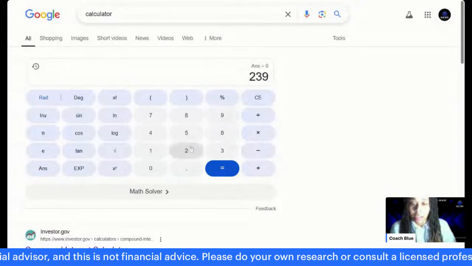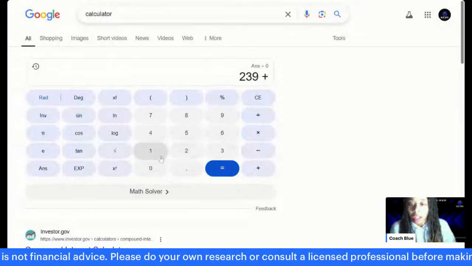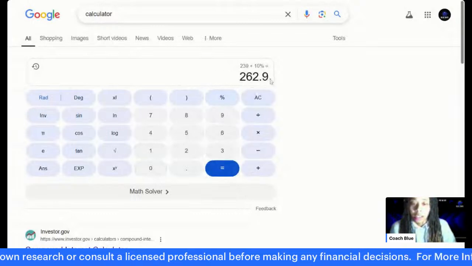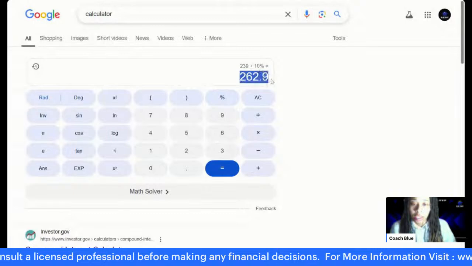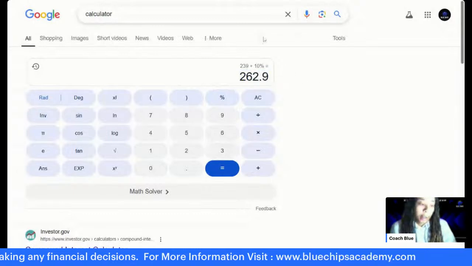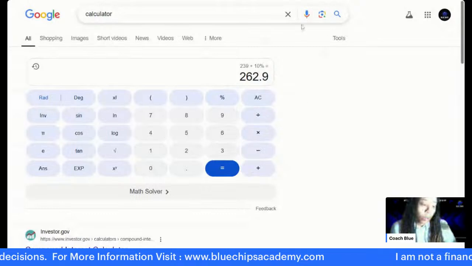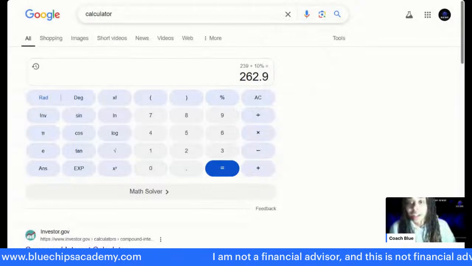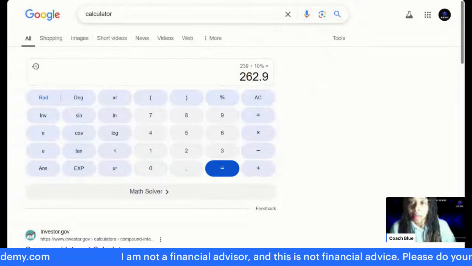So 239 plus 10%, okay? So my target is to get the account to 262 by the end of my trading period, my trading session. Will that happen while we're on here? Maybe, if we get enough alerts and we get some good setups, but if not, that's fine as well. So let's go back to trade.